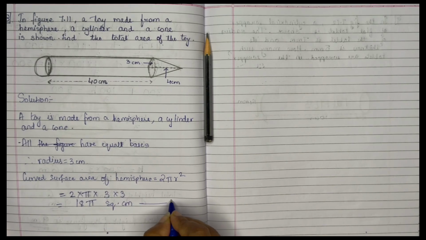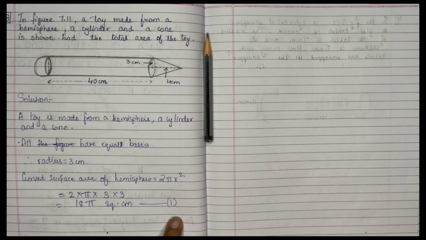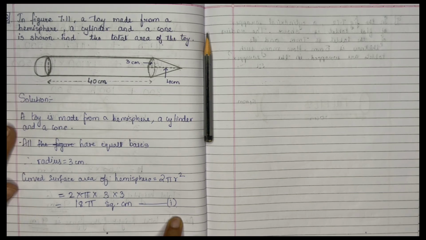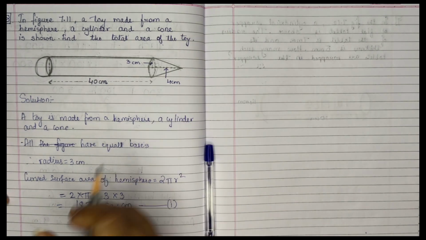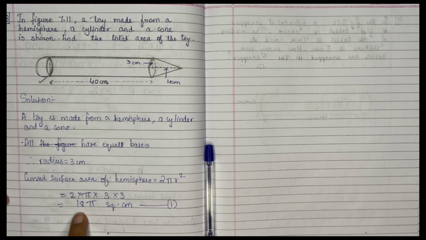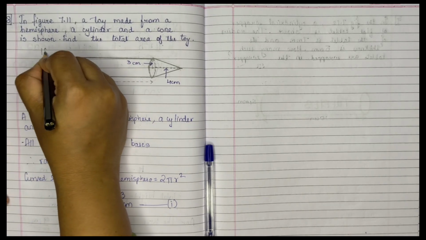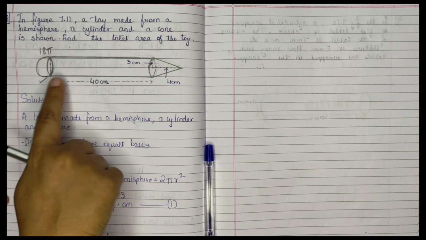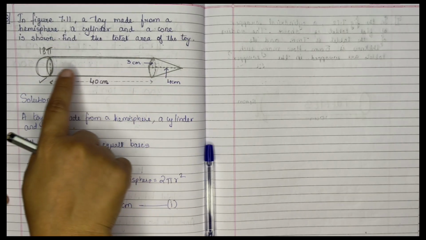Suppose this is your first equation. Understood? This is your first equation. We got the curved surface area of the hemisphere. How much is that? 18 pi. Next we will find out the cylinder.